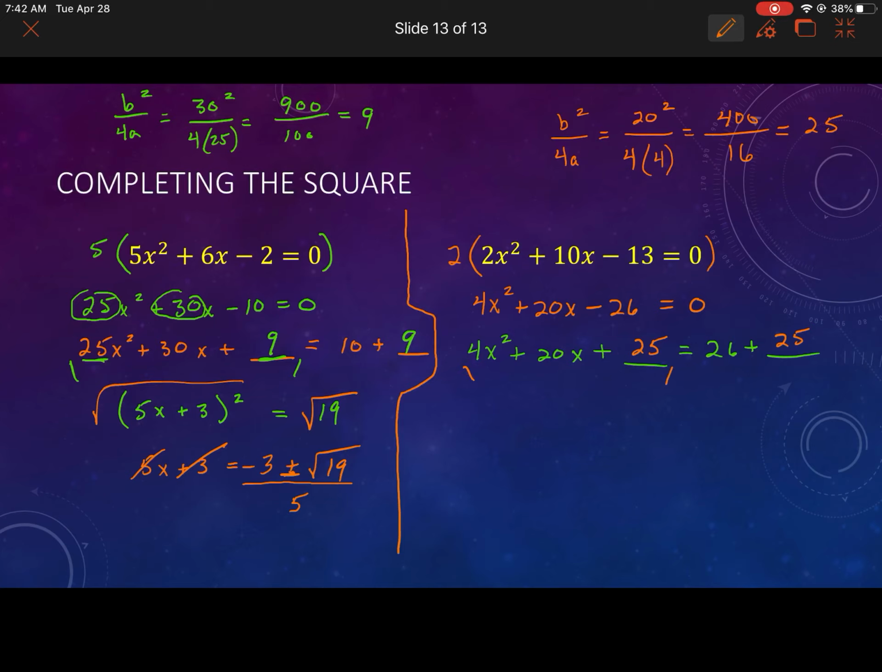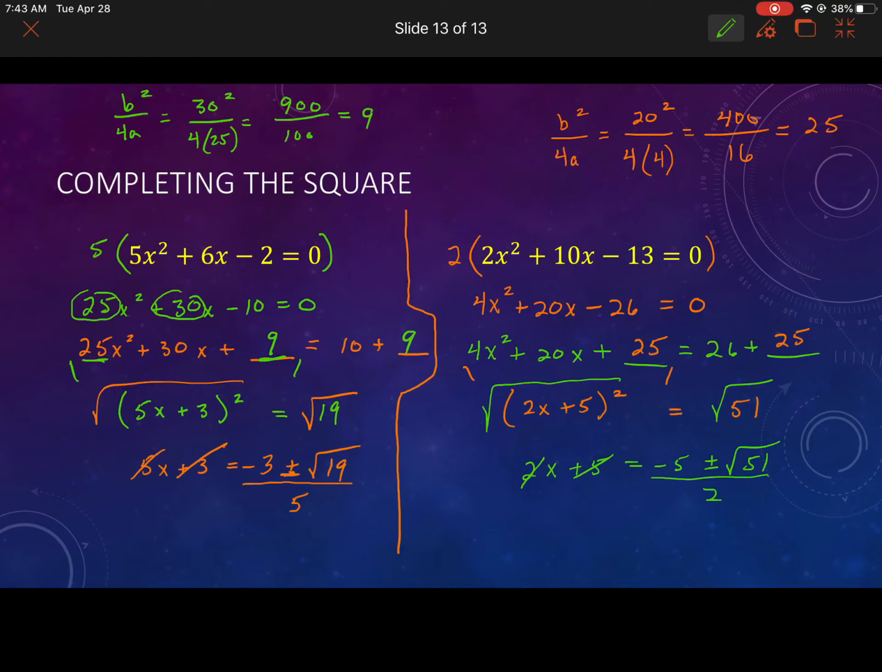So we're going to factor this left side to 2x plus 5 squared. And the right side is just going to be 51 if we add 26 and 25. All right, so then we're going to take the square root of both sides, which is going to undo the square, so 2x plus 5 equals plus or minus the square root of 51. Then, of course, we have to subtract 5 and divide by 2. So now x is by itself.